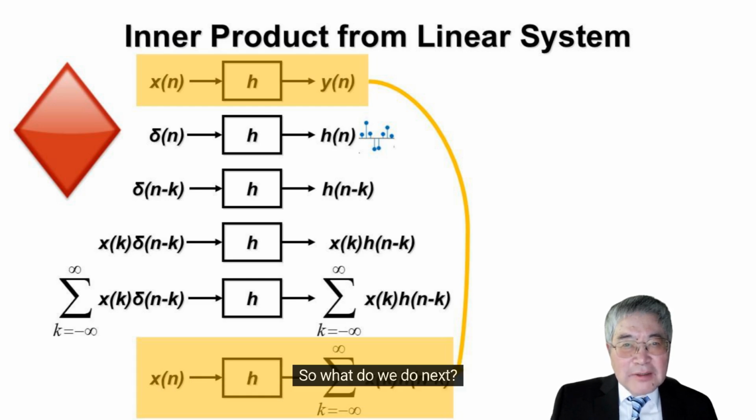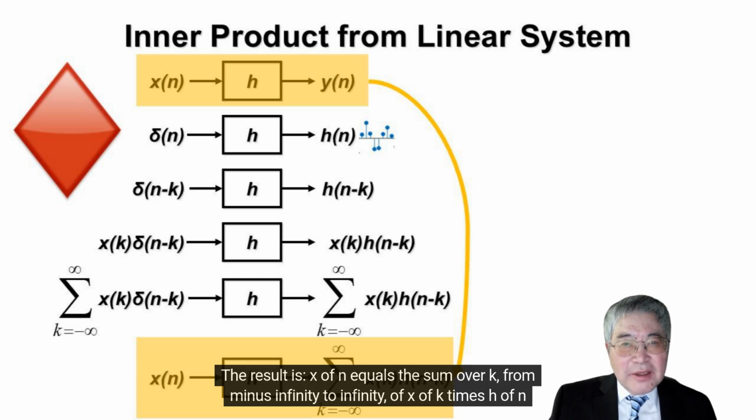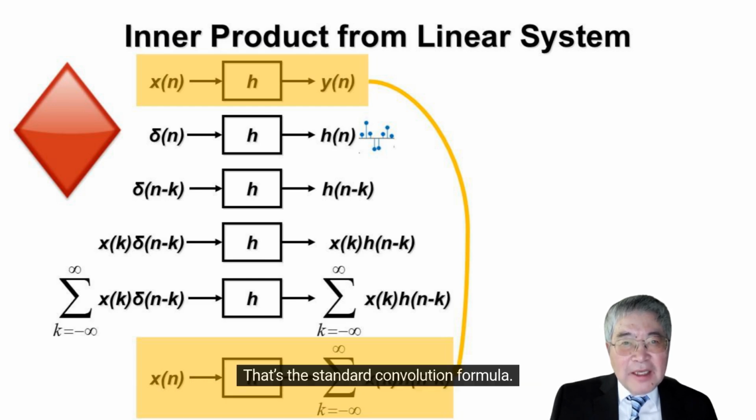So what do we do next? We add up all those scaled responses. The result is y of n equals the sum over k from minus infinity to infinity of x of k times h of n minus k. That's the standard convolution formula.